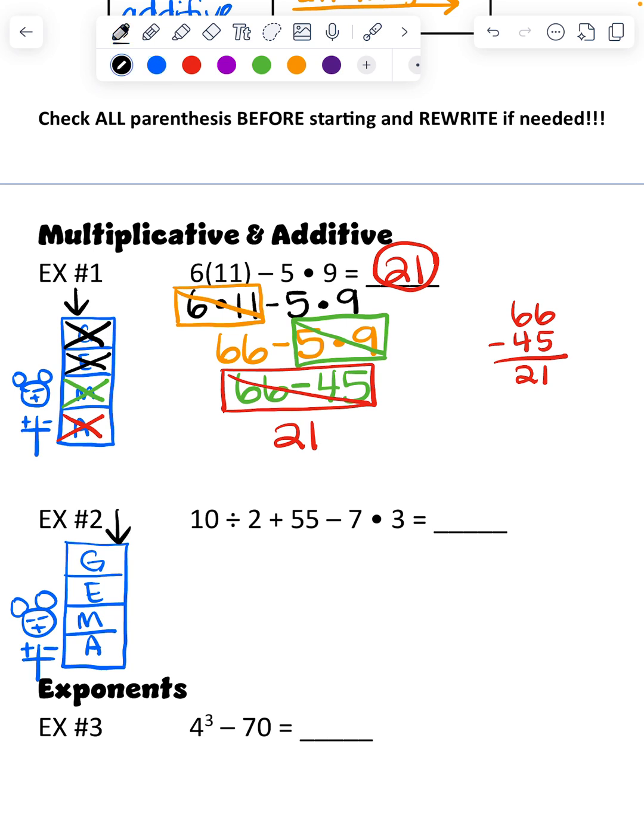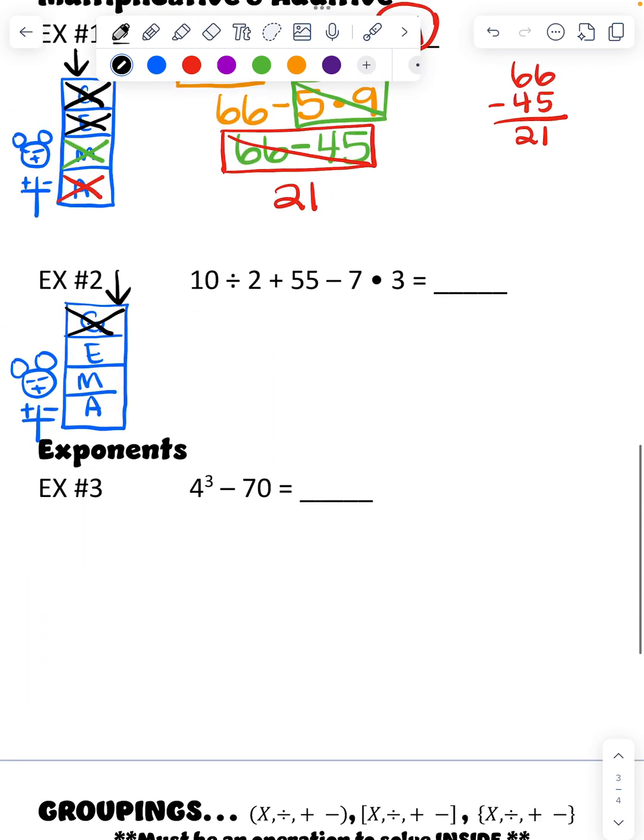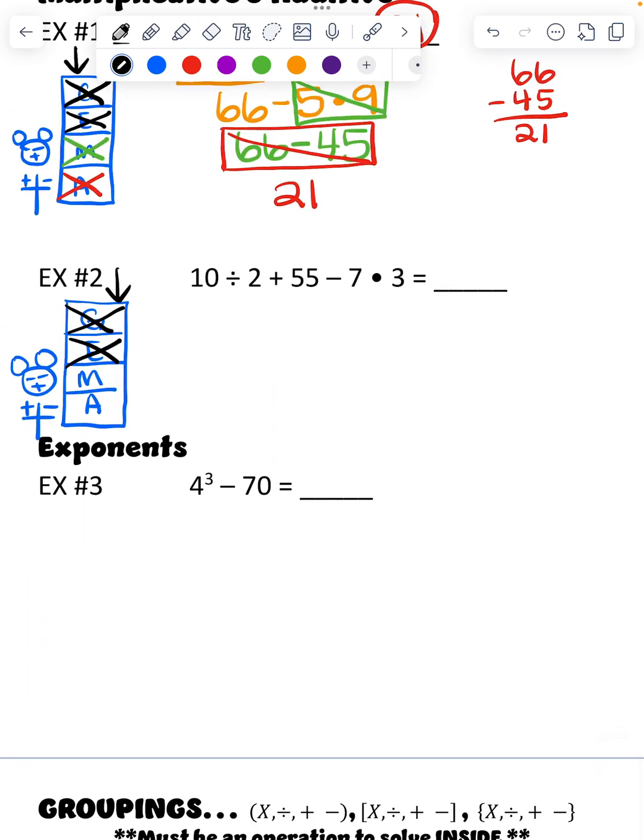So my first question I'm going to ask myself is, do I have any groupings? So I look and I say, nope, there are no groupings, no parentheses, no brackets, none of that in my problem. So I'm going to mark off the G. All right, then I'm going to move on and I'm going to say, do I have any exponents? So I look, nope, there are no exponents in my whole problem. So I will mark, oops, sorry about that. I will mark off exponents.